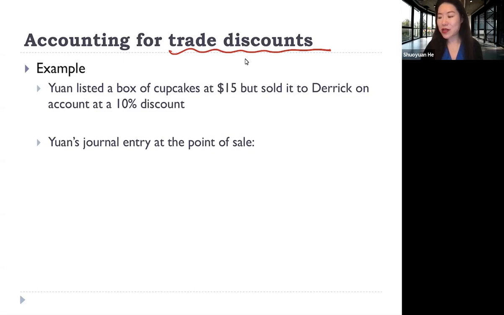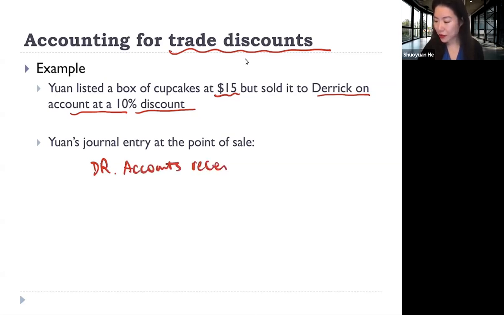So here's an example. Suppose I list a box of cupcakes at $15, but sold it to Derek on account at 10% discount. So this is a trade discount. What journal entry should I make? So my journal entry is to debit accounts receivable, credit sales revenue. But the problem here is how much should I debit and credit in this journal entry?